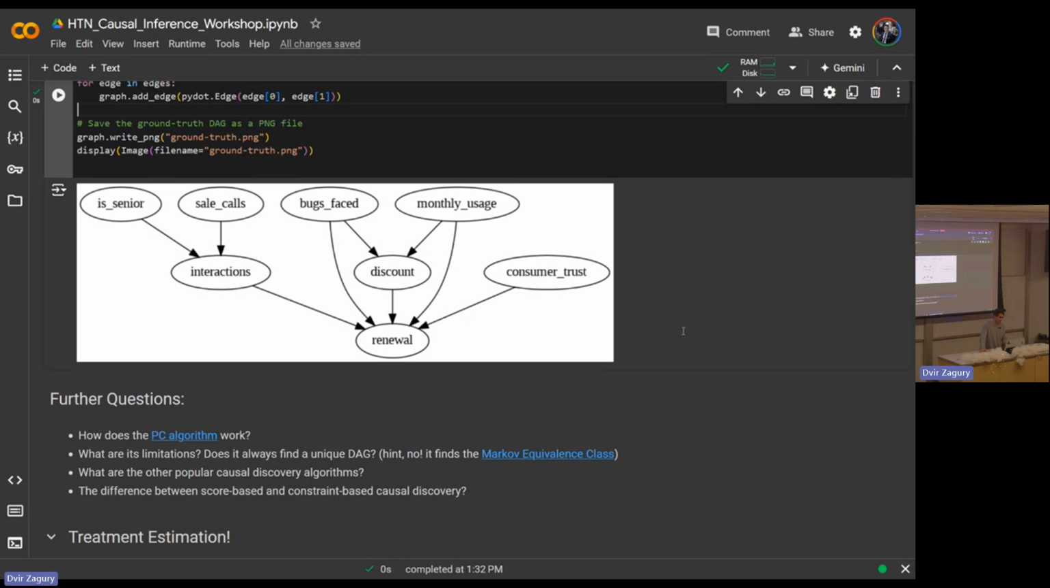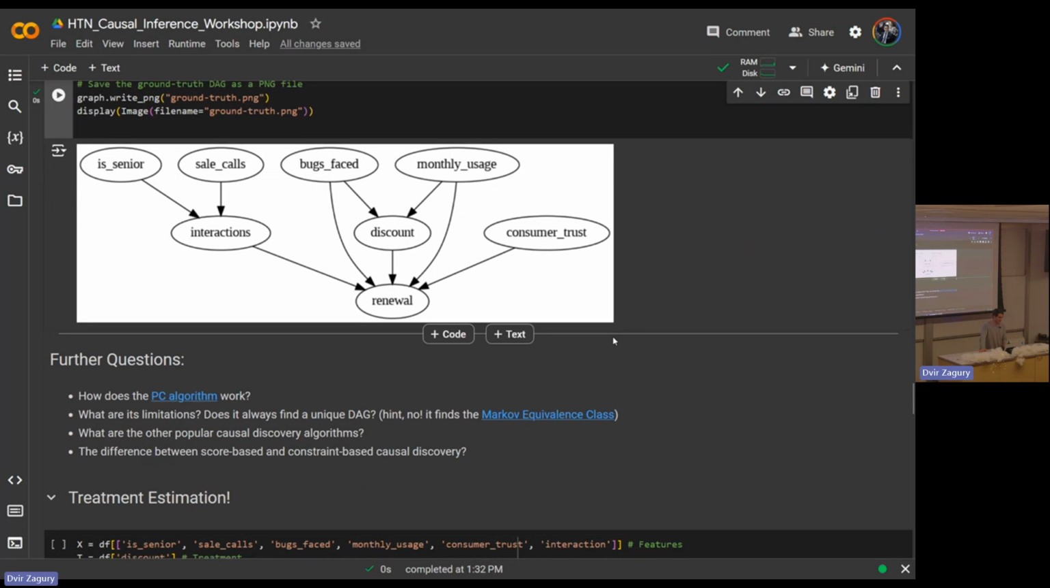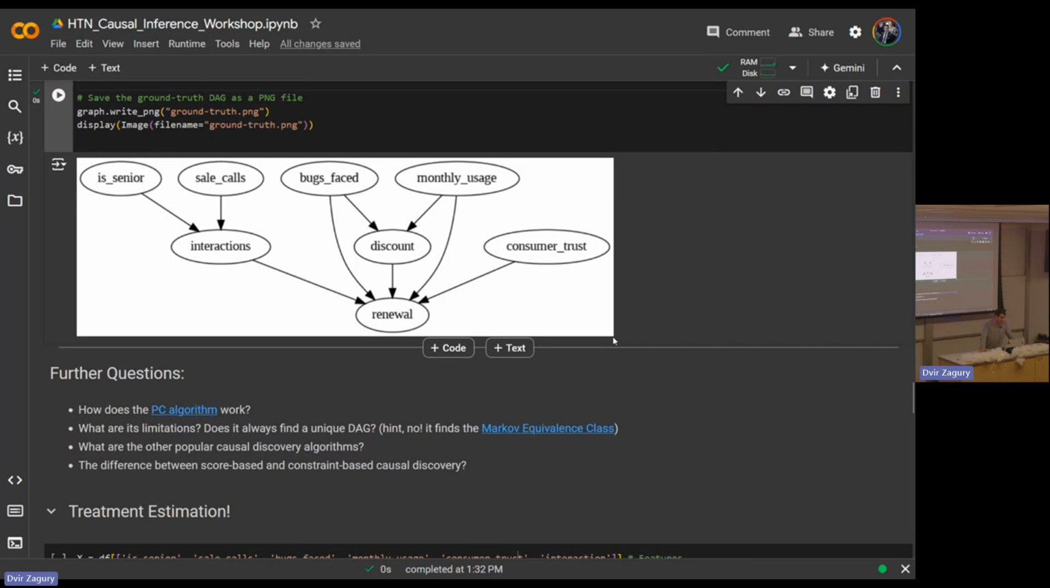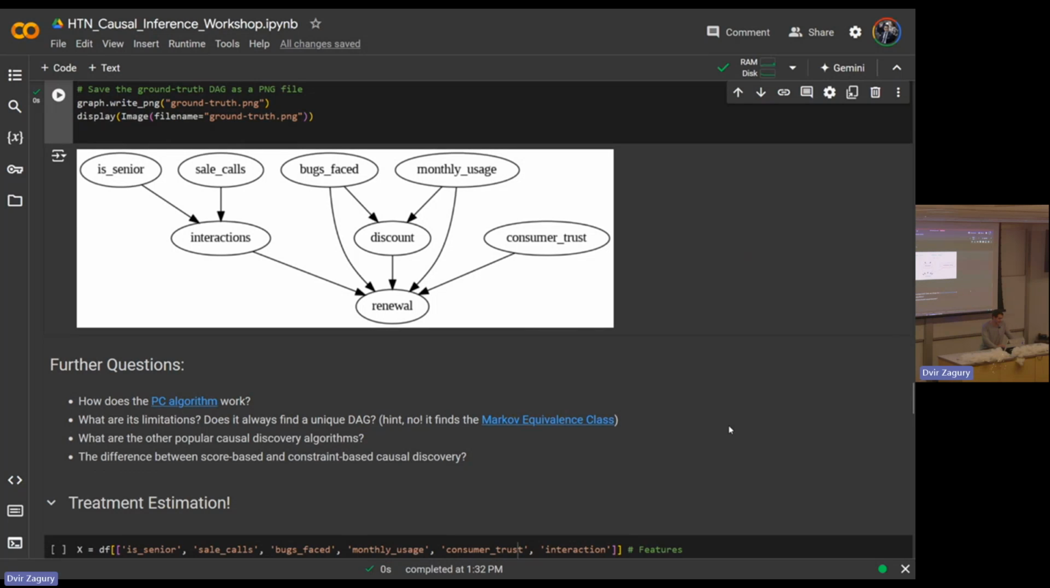I just told you that it doesn't, so you know the answer to that. It finds this thing called a Markov equivalence class. It just means it doesn't matter. You can click the link if you want to find that out. And what are the other popular causal discovery algorithms? It turns out that there are different types of causal discovery algorithms, called score based and constraint based. What does that mean? When do you use either of those? Those are all the sort of questions that you want to ask if you want to go deeper in this.